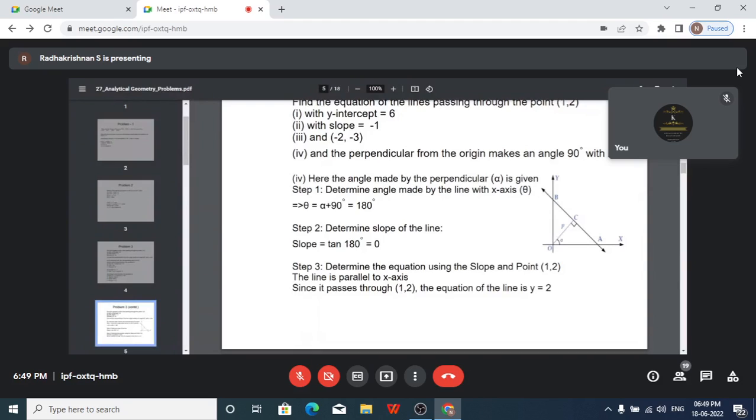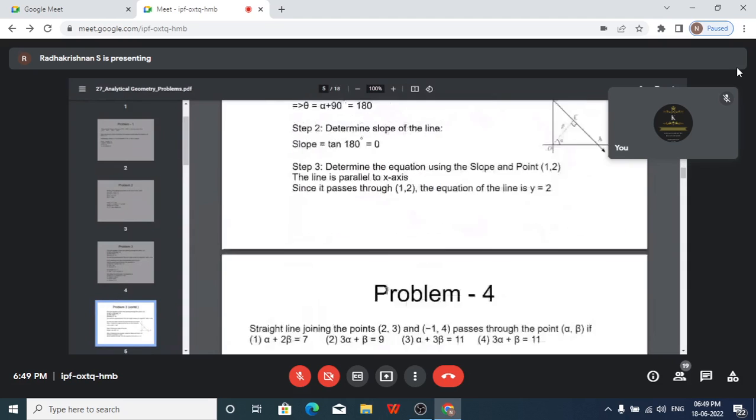You can also try y minus y1 and substitute in that, and you will still get the same thing. But it passes through 1, 2, the y coordinate is 2, and it is horizontal. So y has to be 2 at any place. So the equation will be y equal to 2. Let me just move on.